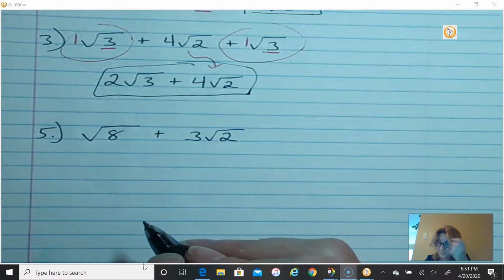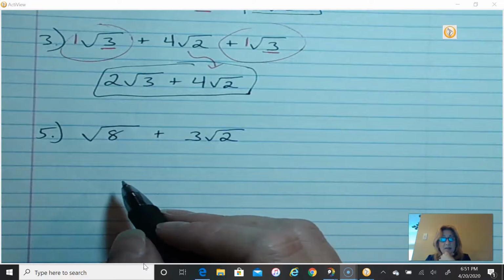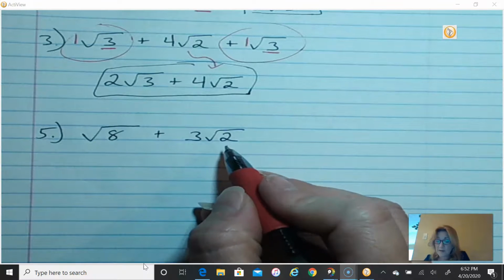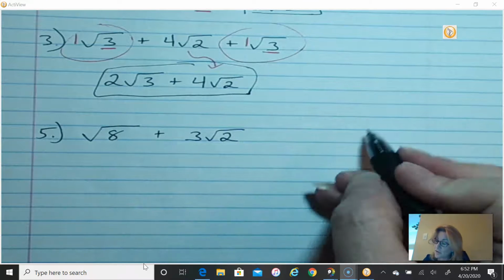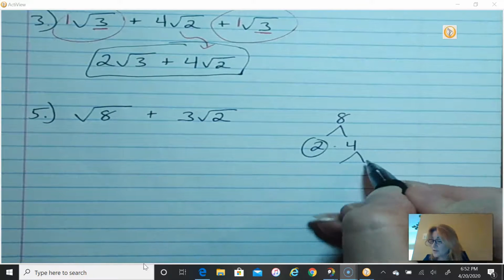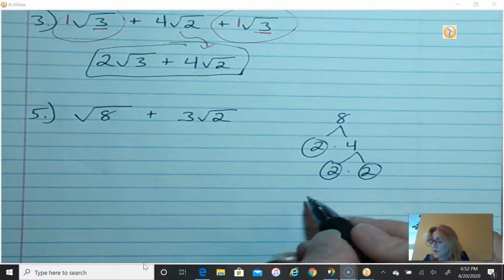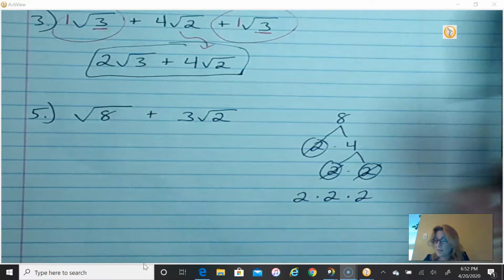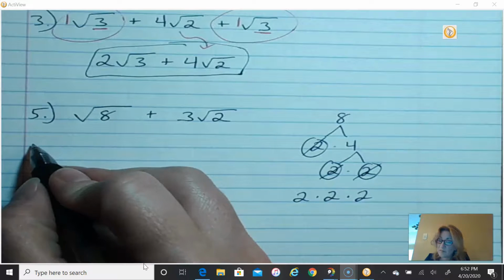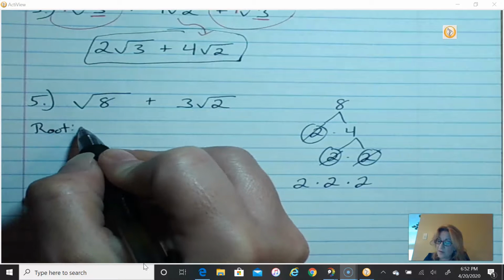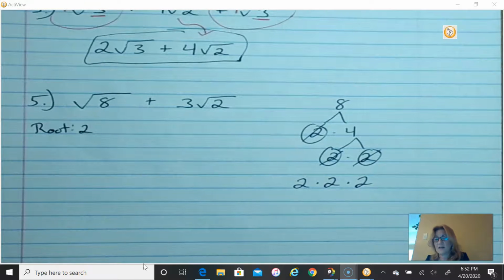Okay, so here we go. First step is we need to simplify everything. This one is simplified because that 2 is prime, doesn't need to be simplified, but this 8 is not. So I'm going to do the factor tree over here, and I have 2 times 4 and 2 times 2. I'm going to write it 2 times 2 times 2. What's my root for both of these? Deja. Root is 2.